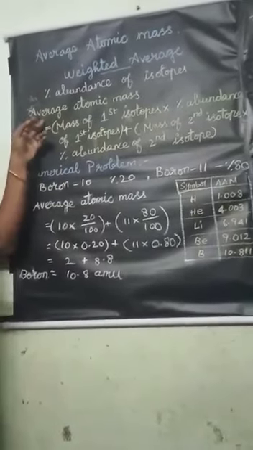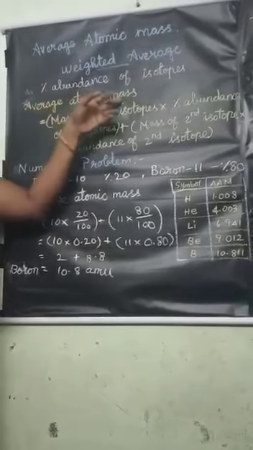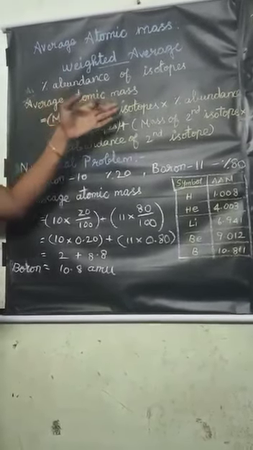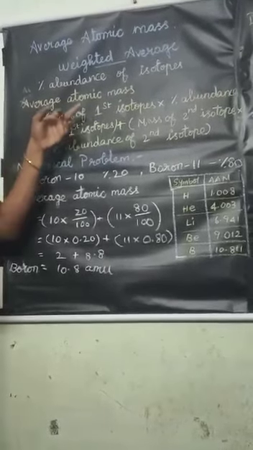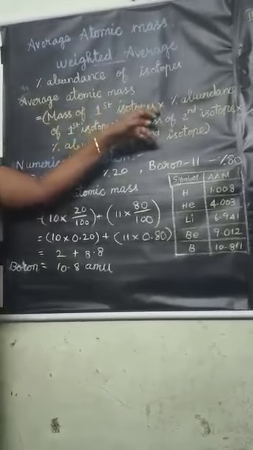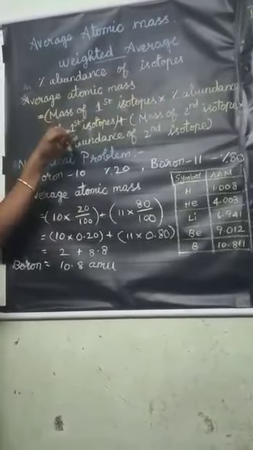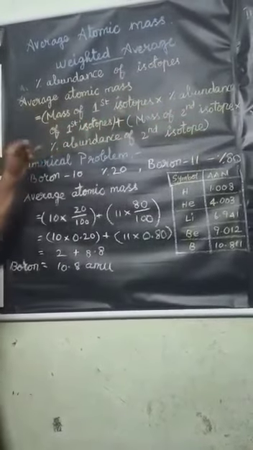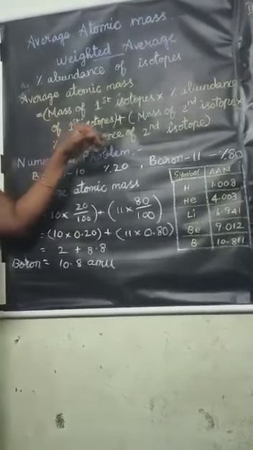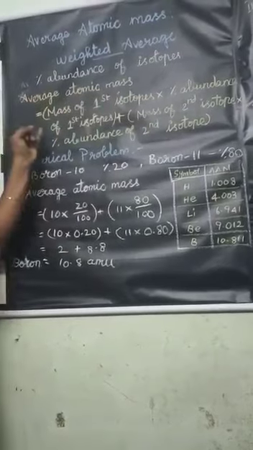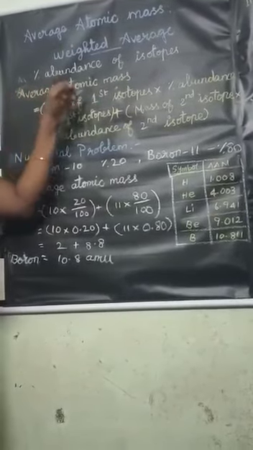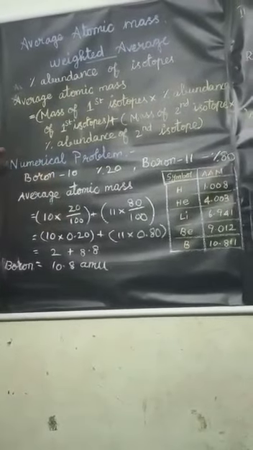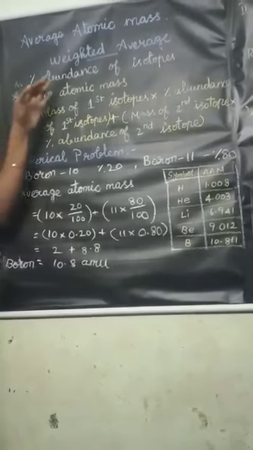Okay. So how can you calculate the average atomic mass? This is the formula. What is the formula? The average atomic mass is equal to mass of the first isotope into percentage of abundance of the first isotope, plus mass of the second isotope into percentage of abundance of the second isotope. This is the formula for finding average atomic mass. Okay, so it will be clear when we see the numerical problems. I will give one example of how to calculate the average atomic mass.